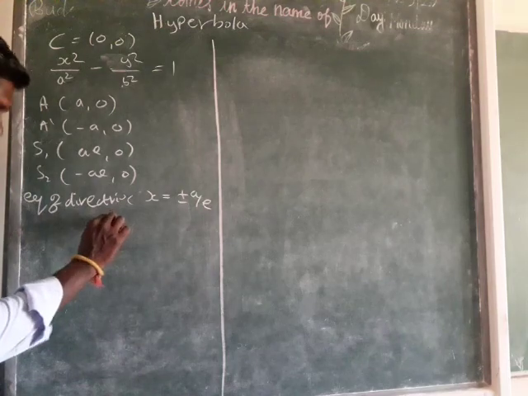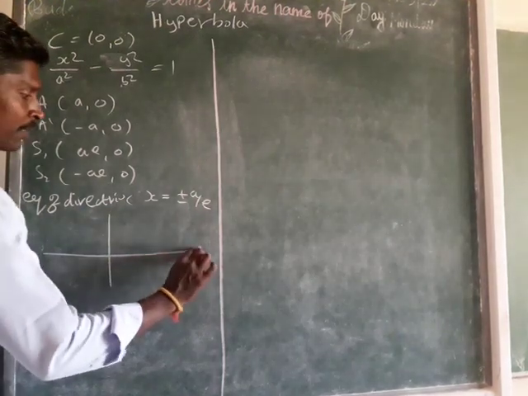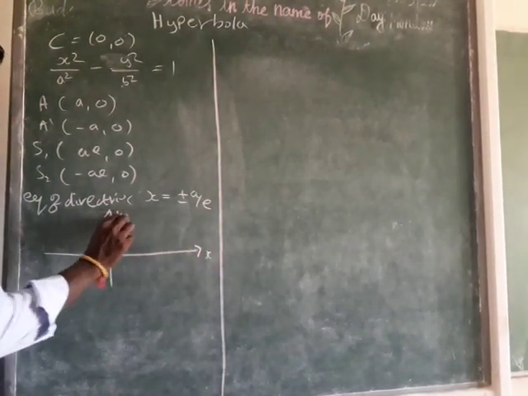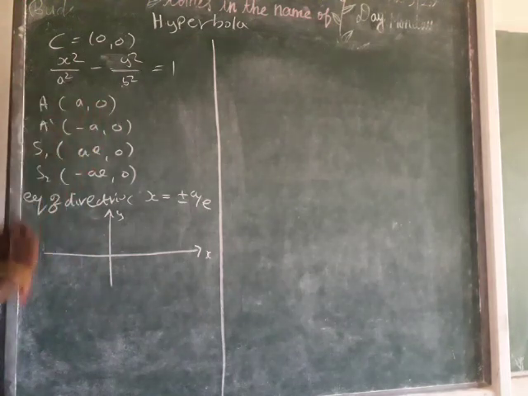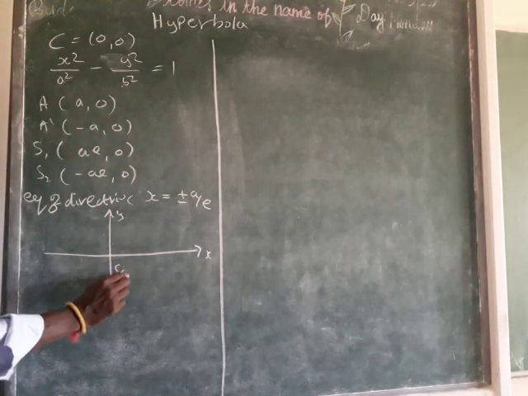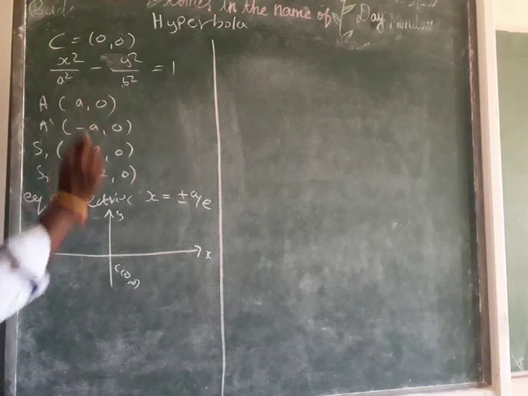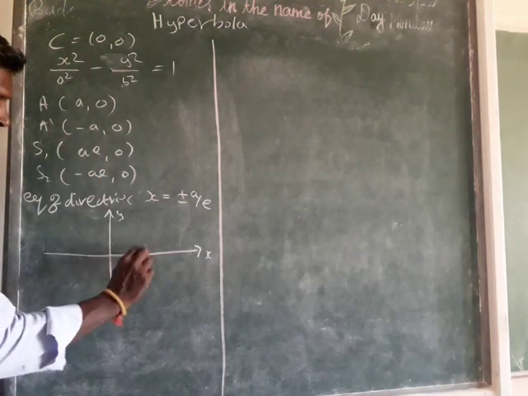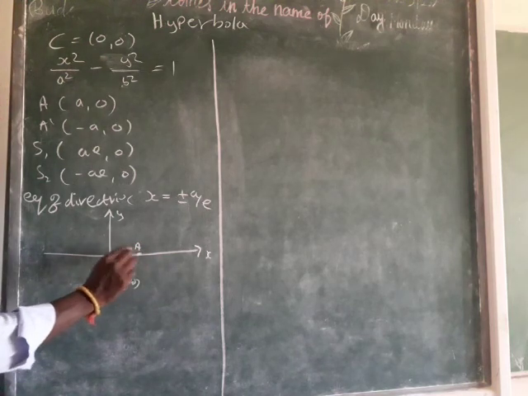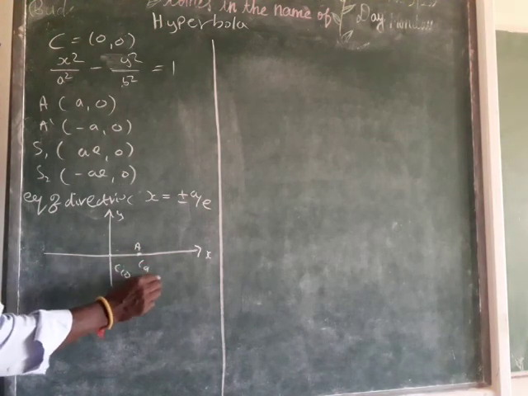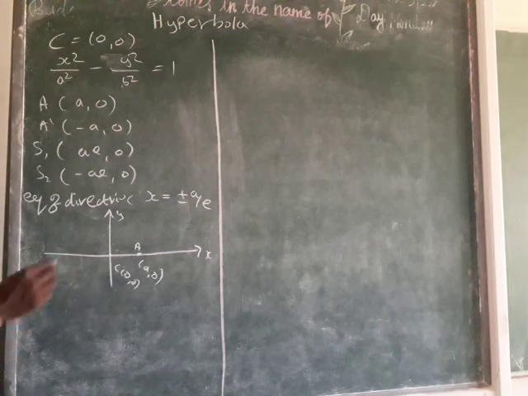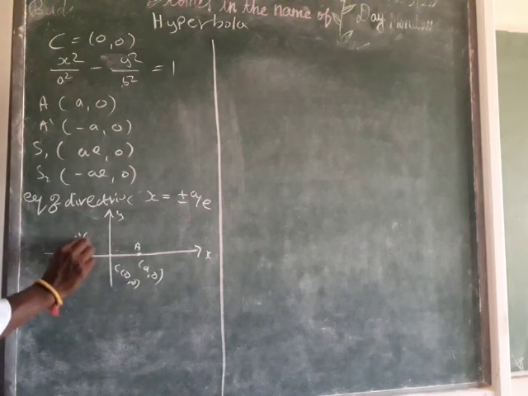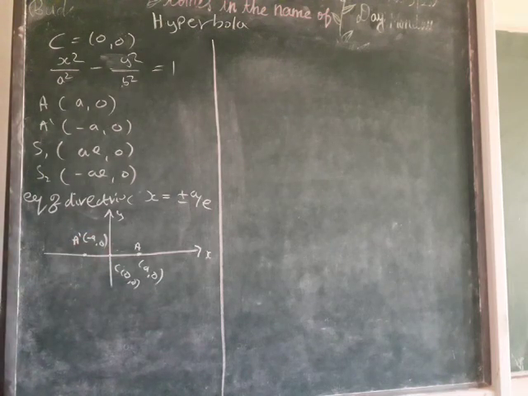Now the diagram. So x and y. So vertex a, 0. The center I take as the origin 0, 0. What is a? The distance between the center and the vertex. So a as the distance is a. So it is marked as a, 0. Then A dash is minus a, 0.